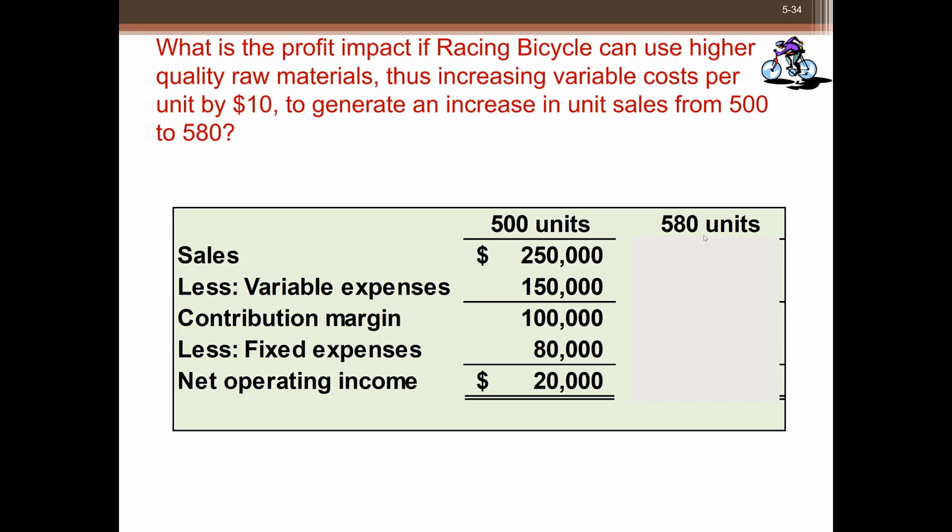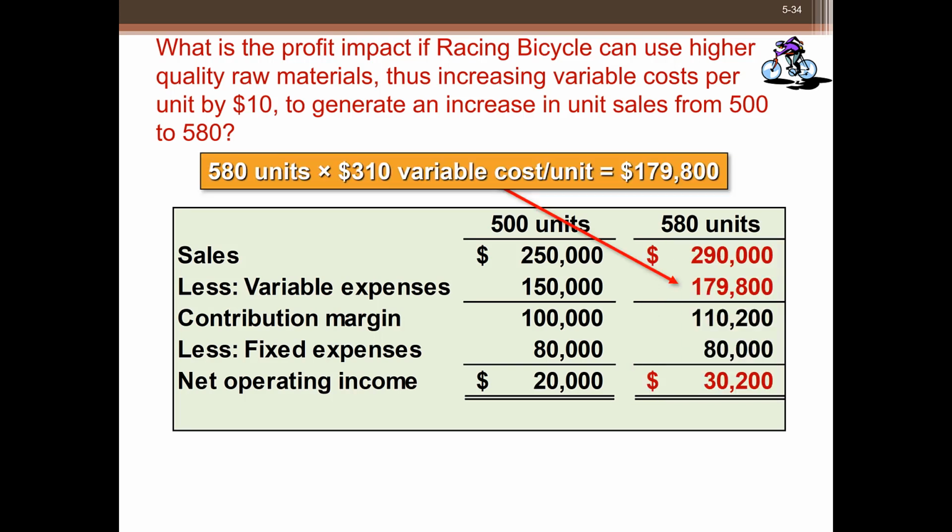Here, the increase column, 580 units. So we can calculate total sales. We use the $500 selling price per unit multiplied by 580 units. You can get total sales of $290,000. For total variable expenses, recall that the original variable expense per unit is $300. Now it increased by $10. So variable expense per unit is $310 now.